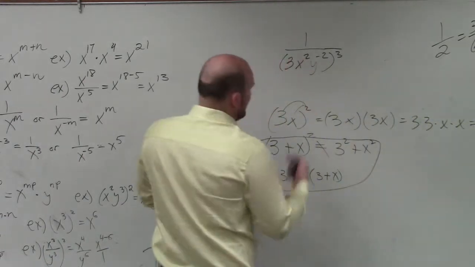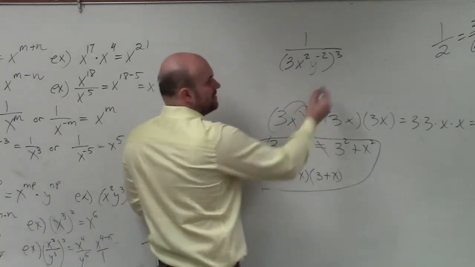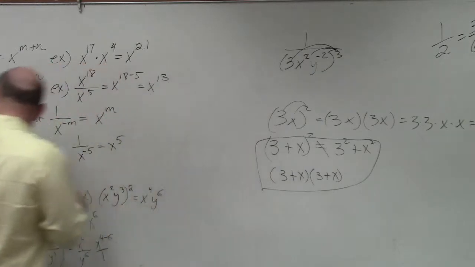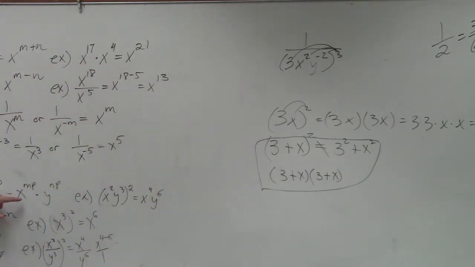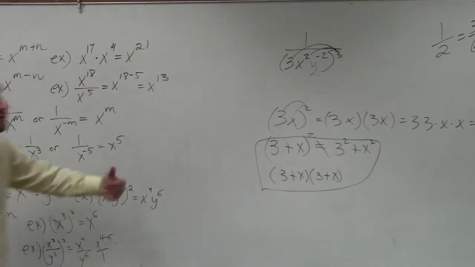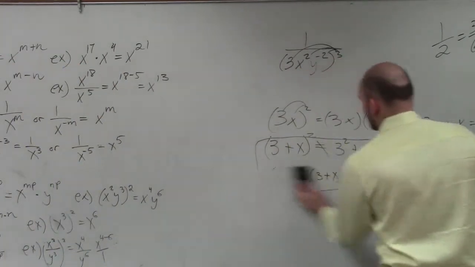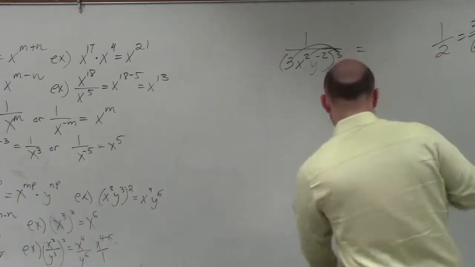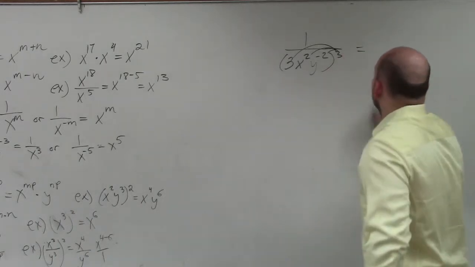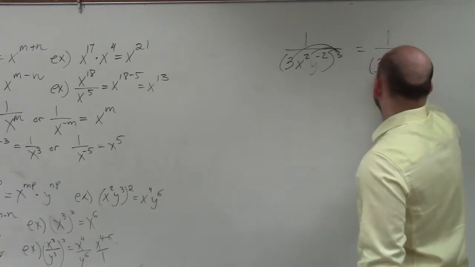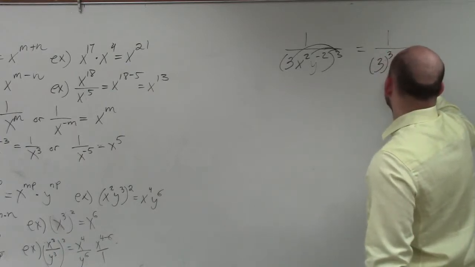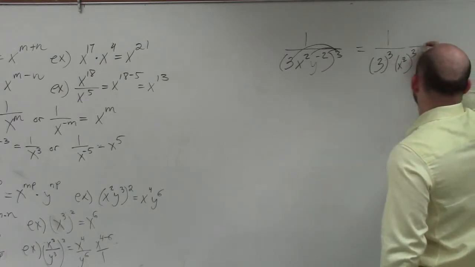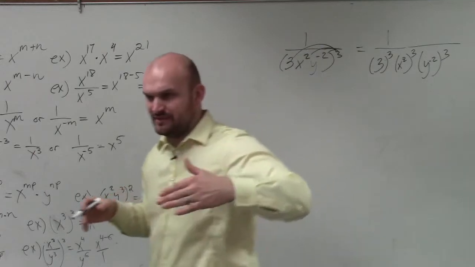So the reason for this whole thing was, I want you to understand that I can simply distribute the 3. That's what my power to product rule tells me I can do. I can distribute that. Just don't distribute across addition, please, or subtraction. So now, when I do that, I'm left with 1 over 3 cubed times x squared cubed times y to the negative second cubed. Does everybody see that? Do you see how I cubed everything?